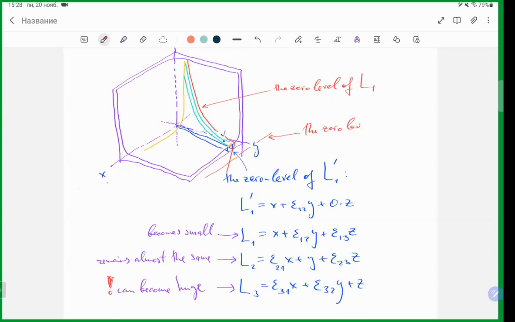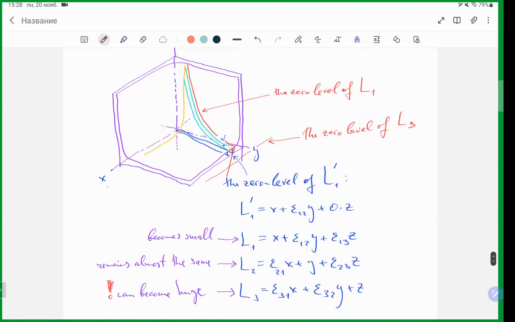The zero level of L3. And then what? Then, indeed, if we look at this distance at the third coordinate of the point V, if the second coordinate is huge, and the first one is equal to the second coordinate times some fixed factor determined by this thin cone, by this direction, then we conclude that the third coordinate of this point V will be very small.